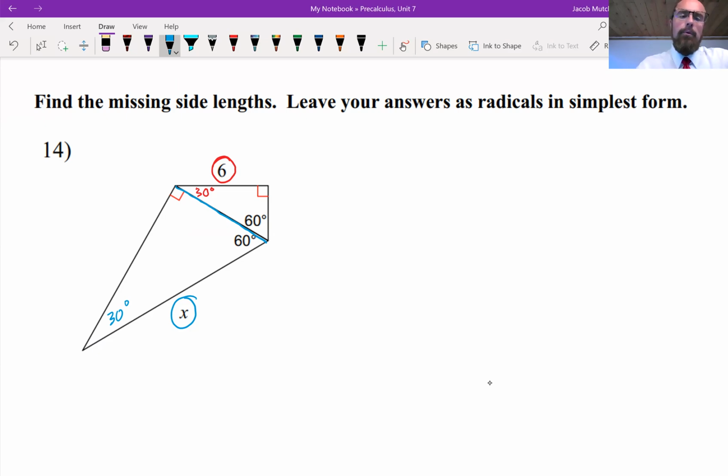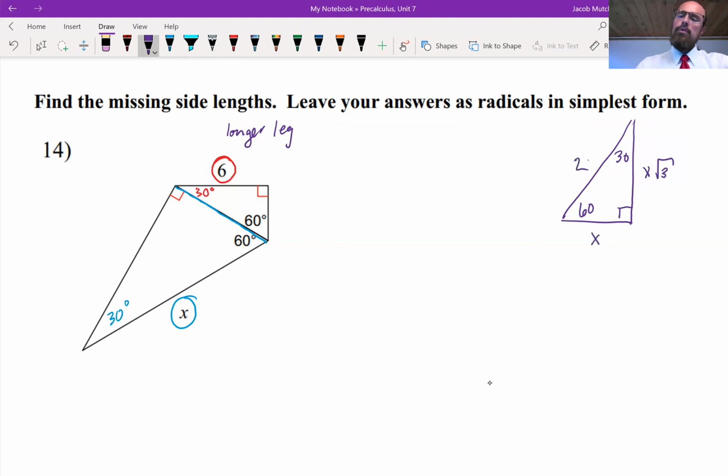So on the upper one, the piece that I've got, if I compare it to my template, is the longer leg. I'm going to identify that 6 as the length of the longer leg of the upper 30, 60, 90. Again, on my diagram, which is a different orientation from the one that we've got here, the upper leg is going to be x times the square root of 3. The shorter leg is x, hypotenuse is 2x. So the part that I'm identifying that corresponds with this 6 is that x square root of 3.